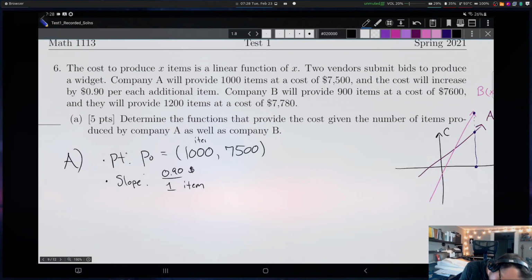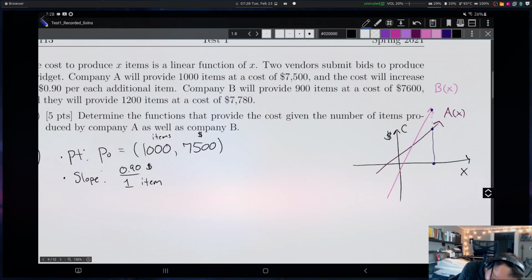Remember that these were items, these were dollars. We can label that on the graph if we want. These were dollars, these are items. Okay, so they're telling you something about the slope. It's $0.9 for one item. Maybe it's easiest here to rewrite that as 0.9 out of 1, and we'll worry about units a little bit later. And maybe just to keep things easier, I'll write that as 9/10. So it's a slope of 9/10.